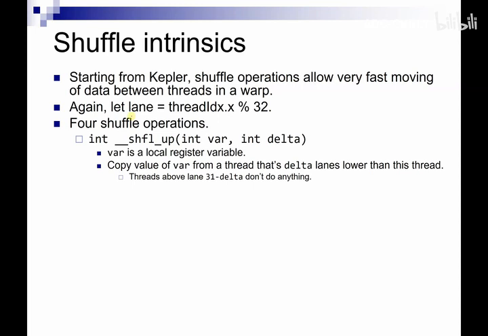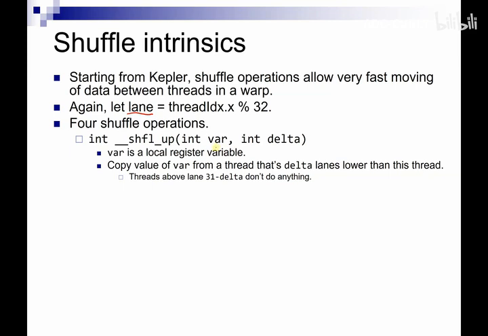Again, let lane here be the ID of the thread within a warp. That's simply equal to the thread ID modulo 32. So it's always going to be a number between 0 and 31 because we have 32 threads in the warp. We're going to look at 4 different shuffle operations. The first one is called shuffle up.